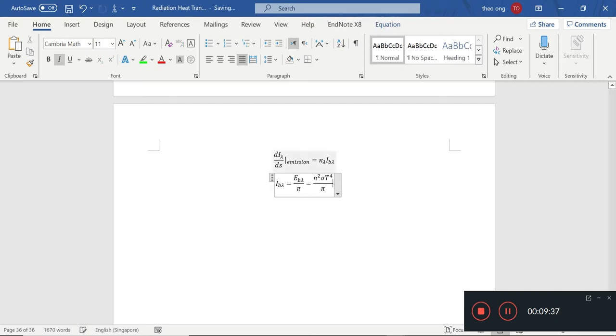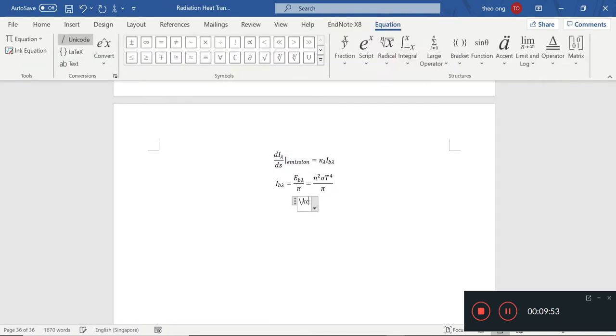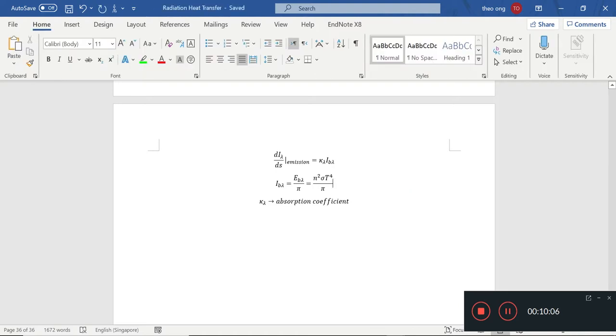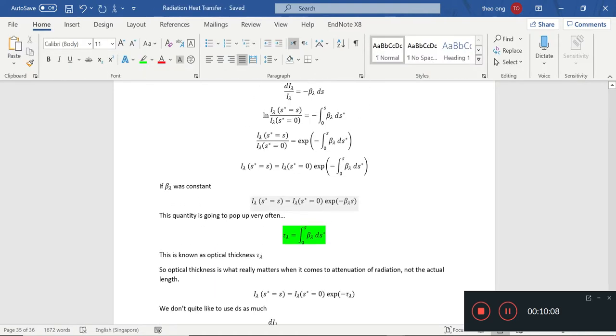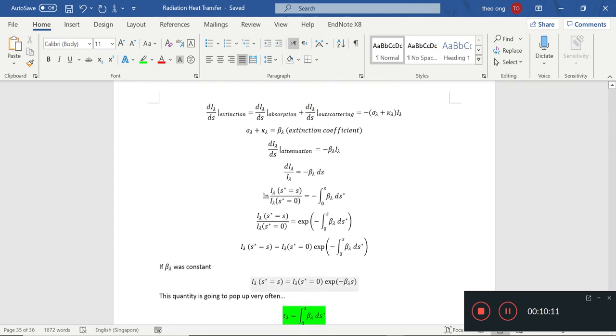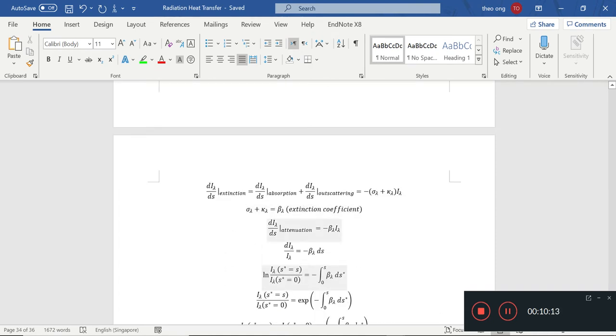So what this is saying is that the black body radiation is determined by this n squared sigma T to the 4th over pi, which should make sense. That's the maximum amount you can actually emit. And what is this kappa lambda here? This is the absorption coefficient of some sort, when it comes to attenuation, that is what we have.